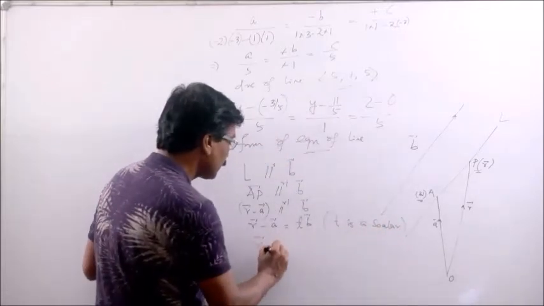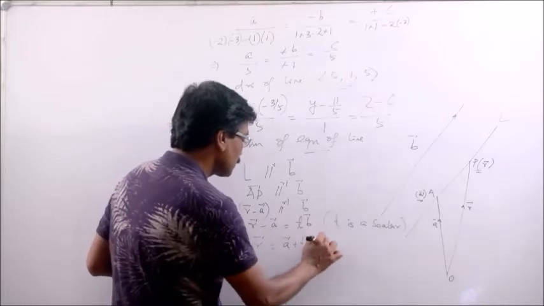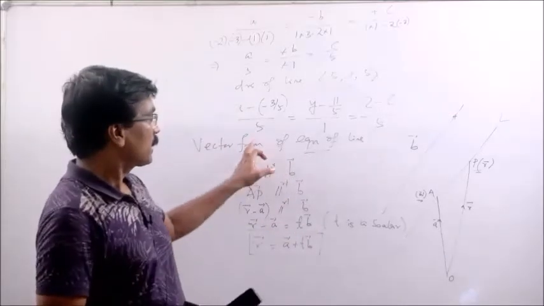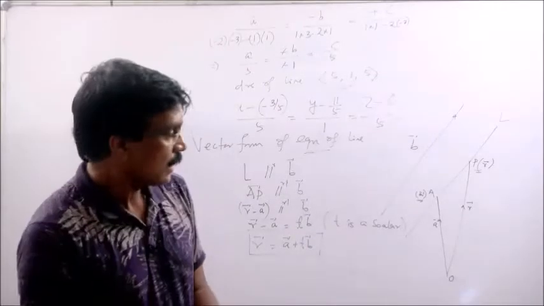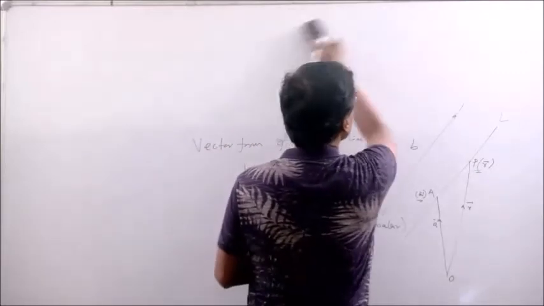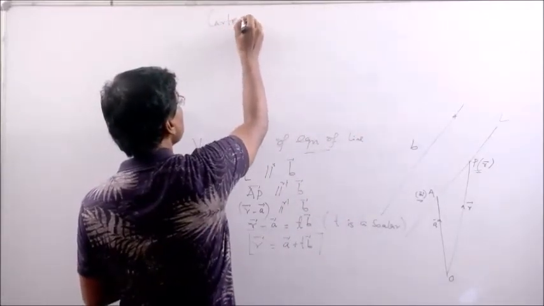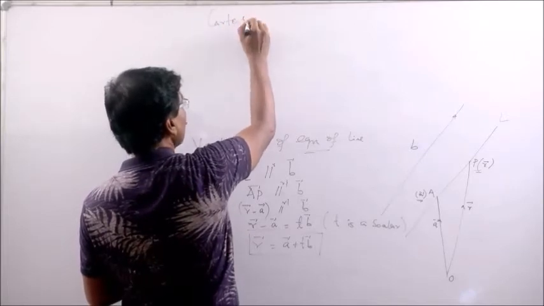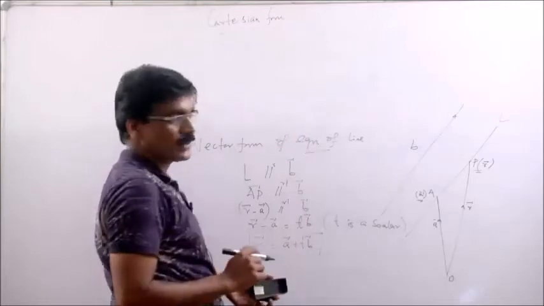So r vector is equal to a plus t times b vector. This is called the vector form of the equation of a line. Next we have the Cartesian form. Cartesian form is nothing but the xy form.